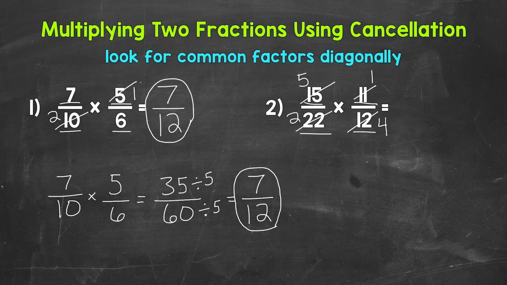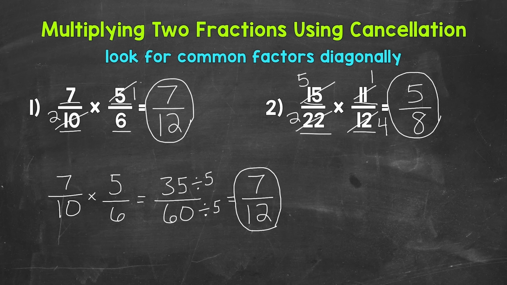So let's start with the numerators. 5 times 1 gives us 5. Now for the denominators, 2 times 4 gives us 8. So we get 5/8. The only common factor between 5 and 8 is 1, so we are in simplest form, and we are done. For number 2, that problem was much simpler to work through after we used cancellation. We had 5 times 1 and 2 times 4 instead of 15 times 11 and 22 times 12.